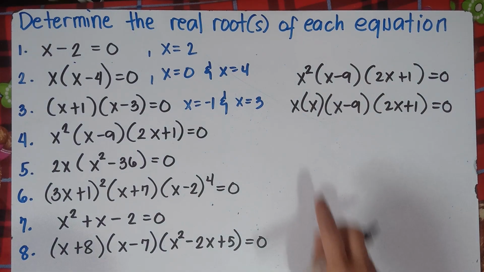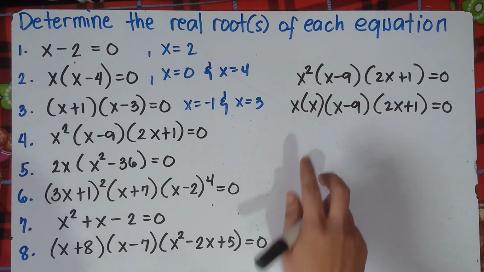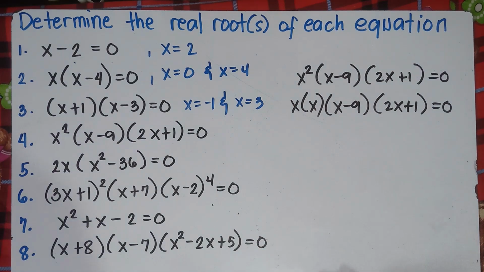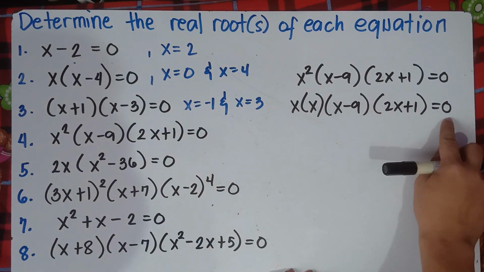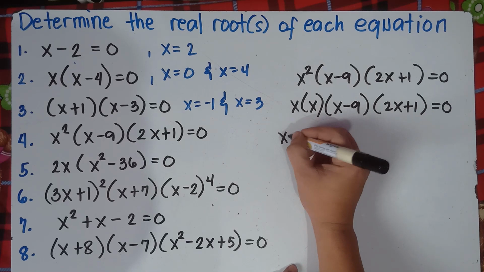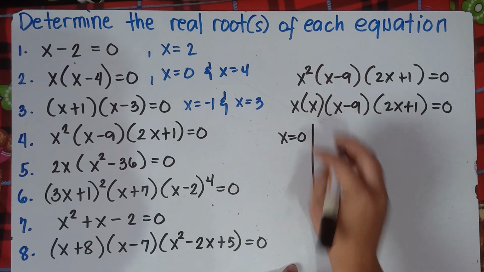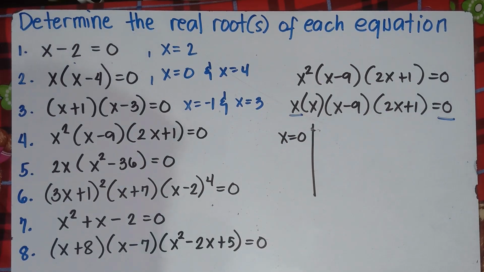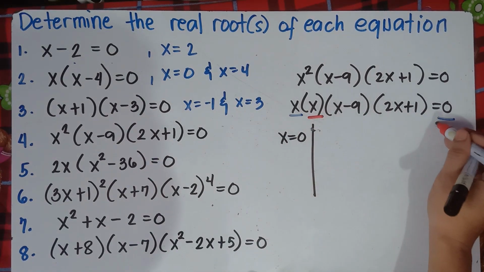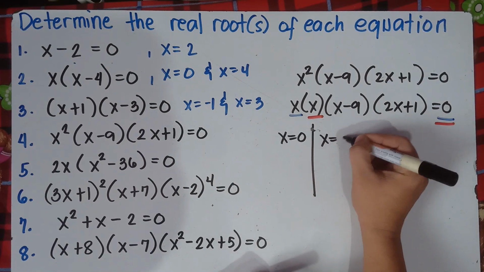We need to separate x squared into x times x because the next part of our video is still about finding the real roots, but we're dealing with multiplicity of a number. We will explain multiplicity of the real roots in the next part of our video. So we can equate this: the first answer is x equals 0, and the second answer is x equals 0 again.